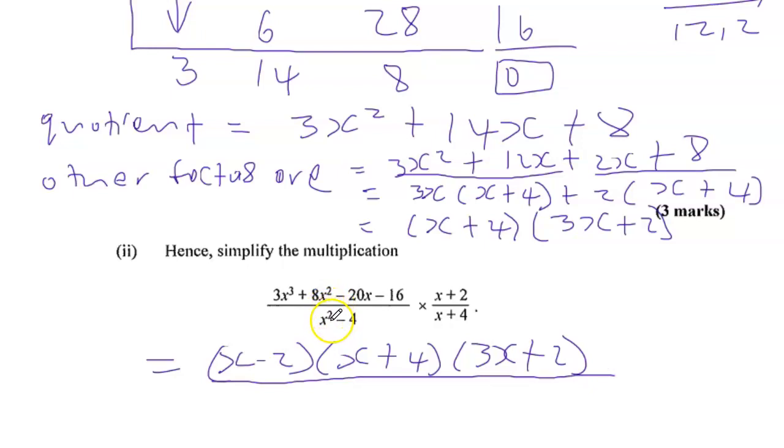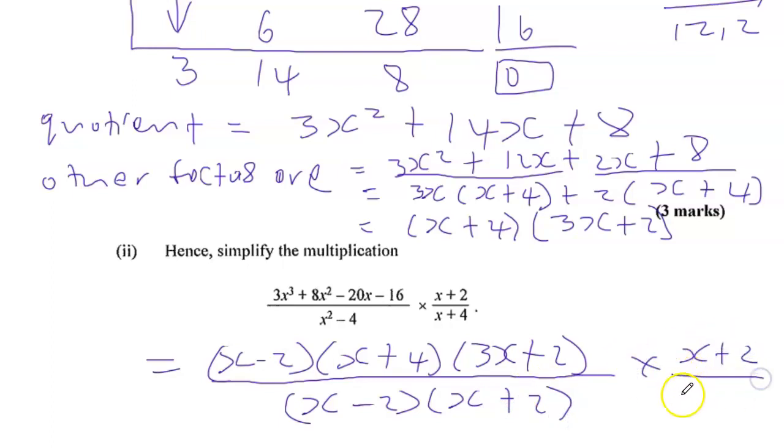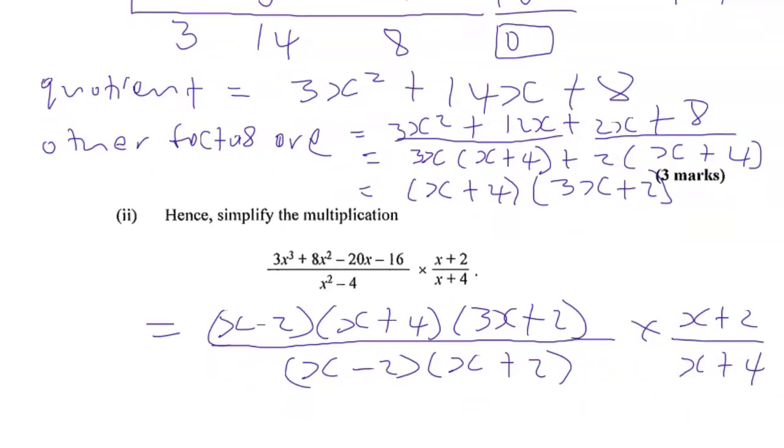In the denominator, there's a difference of 2 squares. It's x squared minus 2 squared. So we can factor the denominator as x minus 2 times x plus 2 times x plus 4. And we can divide out several things now.